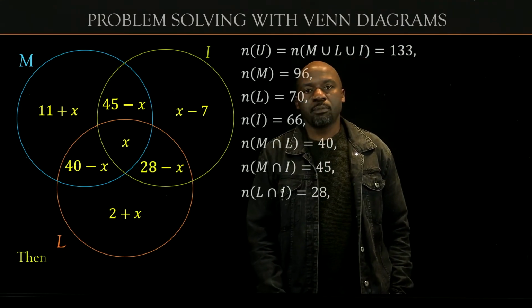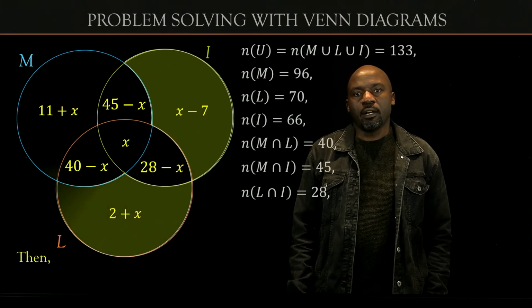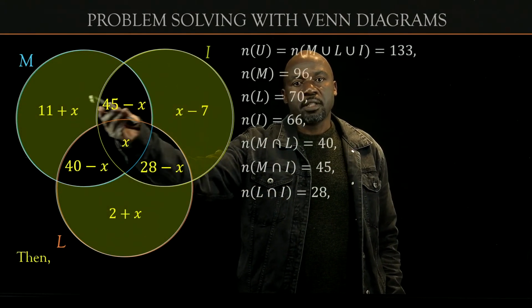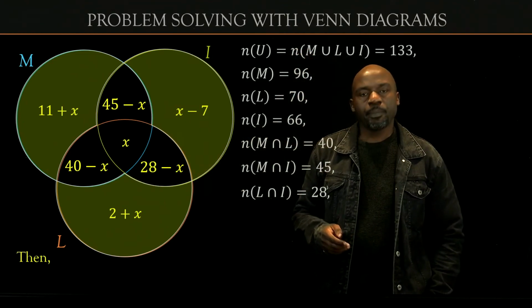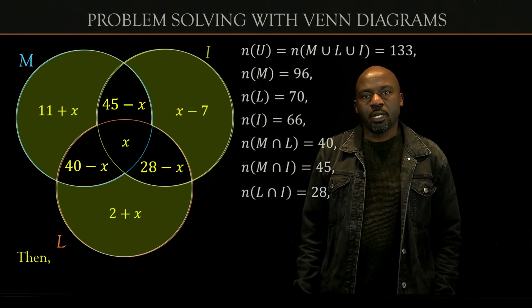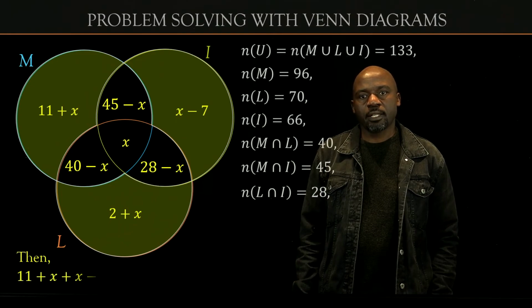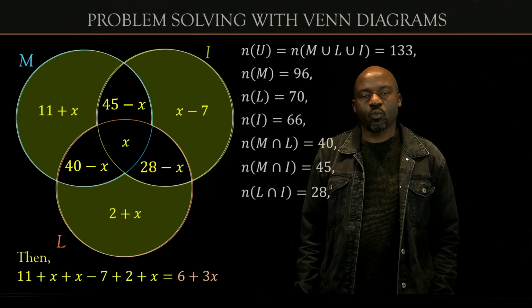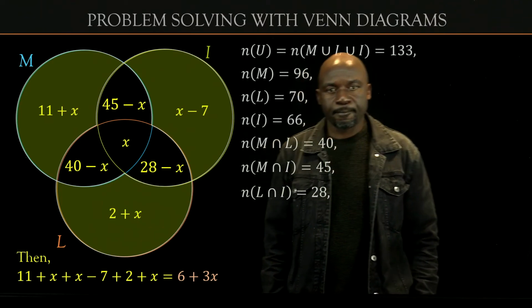Okay, so I want to start by finding the number of members in those outer regions. I'm going to add those three, and if you add 11 plus x minus 7 plus 2 plus x, we get 6 plus 3x.